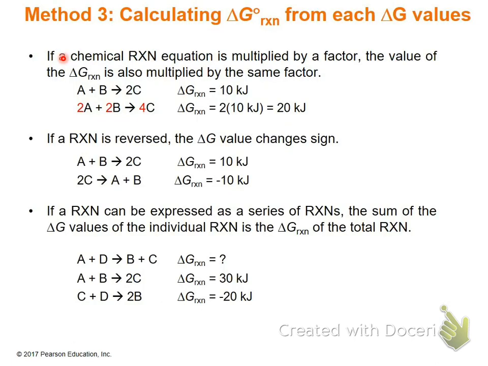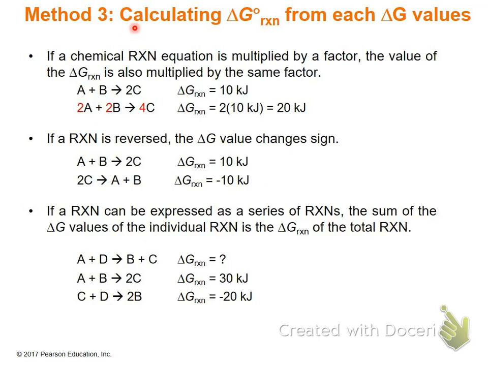All right, now let's take a look at method number 3. So method number 3 is related to Hess's law, in which you just add up the chemical reaction equations, and then you get the value of delta G of reaction. All right, so if a chemical reaction equation is multiplied by a factor, then the value of the delta G reaction is also multiplied by that same factor.